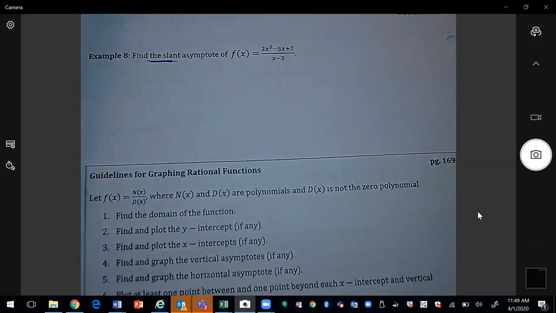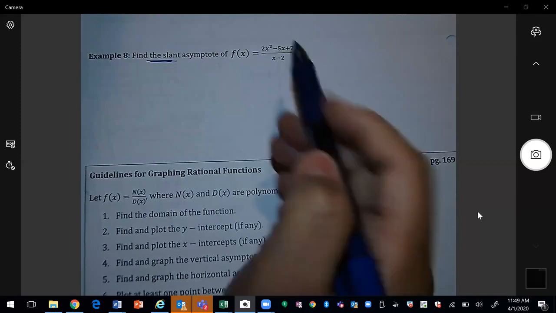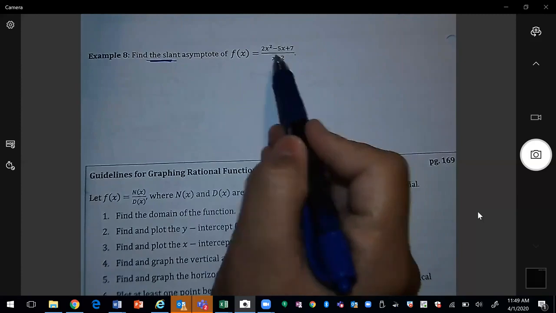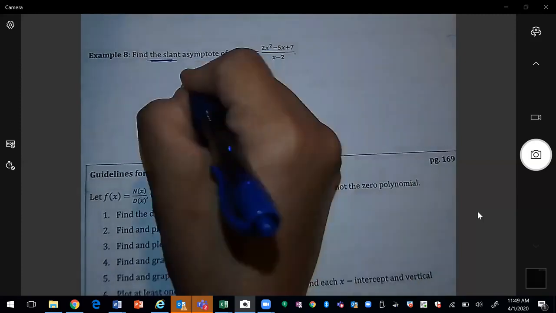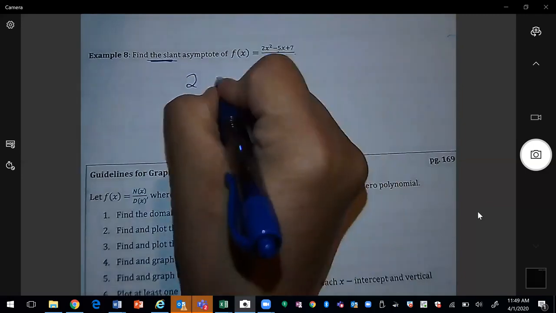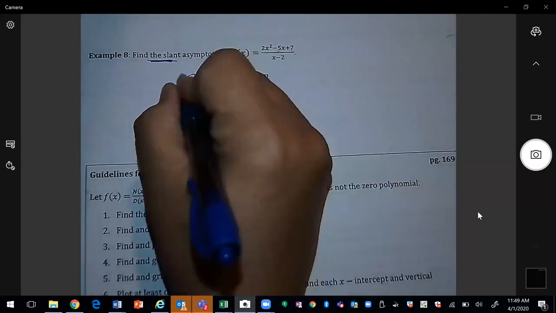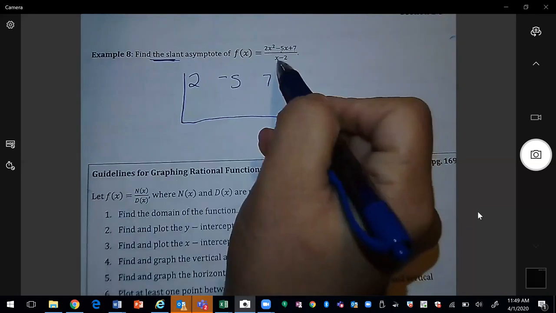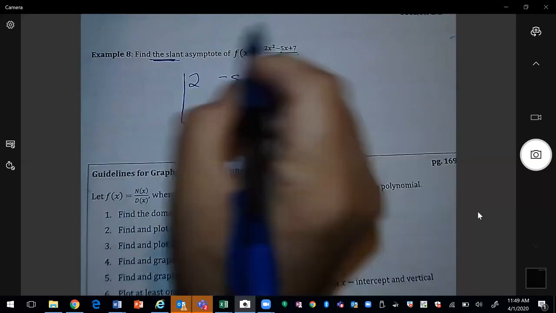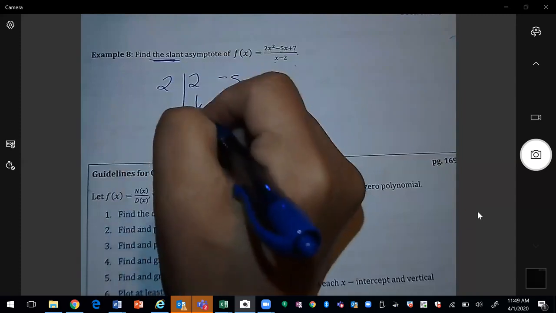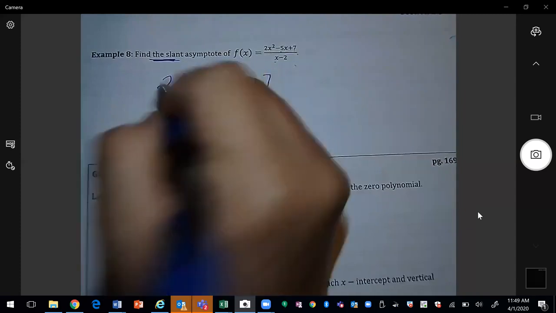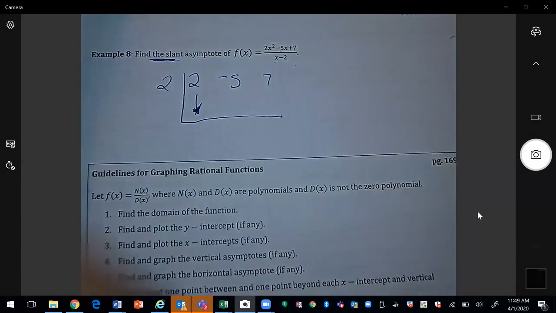And the way we find it is using something that we did in class before, synthetic division. So if I'm going to use synthetic division for this, my coefficients are 2, -5, and 7. And since I'm dividing by x minus 2, I'm going to use 2 as my number that goes on this side. So I bring down the 2.